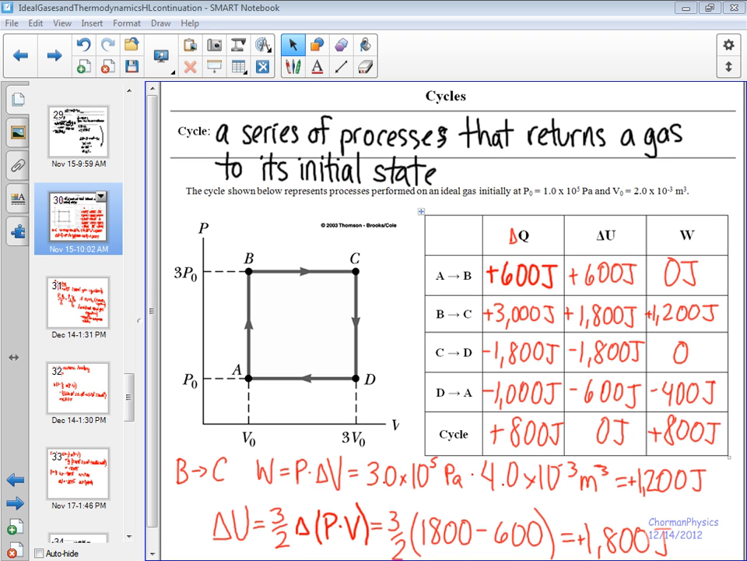And what we end up with is sending a gas through different states, and we return it eventually to its initial state through whatever processes.